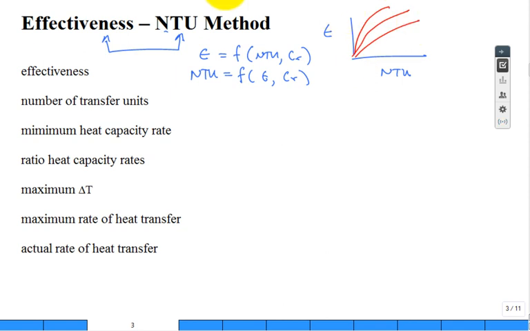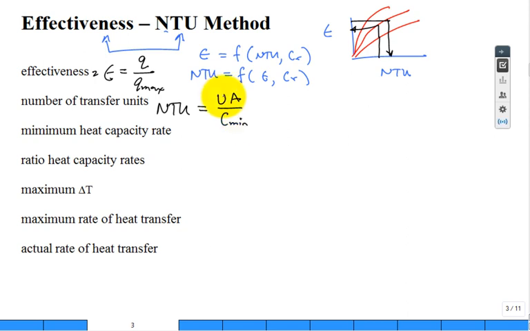And so how do you use that? Depending if you're given the NTU and you want to come across and calculate the effectiveness, or if you know what effectiveness you have or need, then you come and calculate the NTU. So what is exactly the effectiveness? It was the actual Q divided by the maximum theoretical possible. What is the NTU? The number of transfer units. What's it defined as? UA divided by the minimum heat capacity rate.